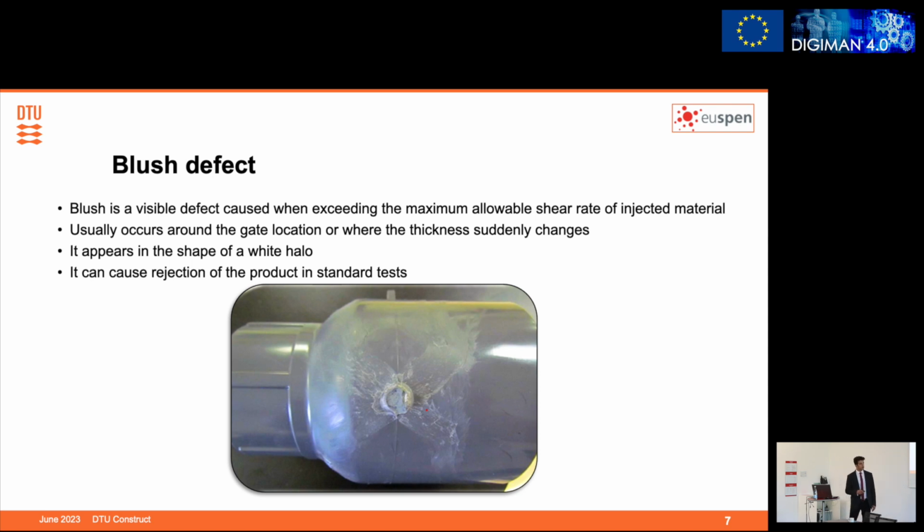As you can see here, blush defect usually appears in the shape of white hollows, usually around the gate location, or the areas where the thickness of the part dramatically decreases. So it can cause rejection of the product in standard tests.